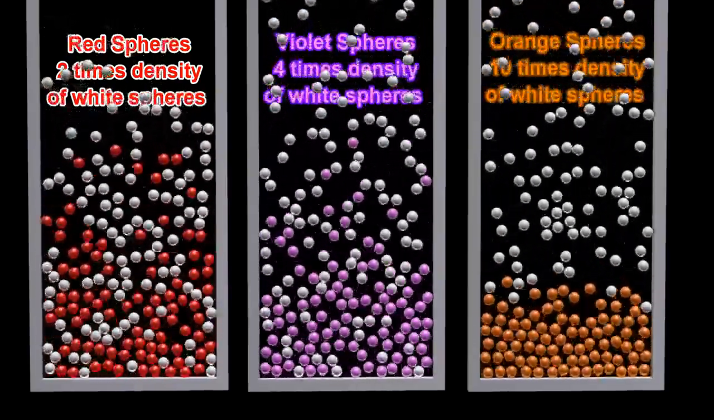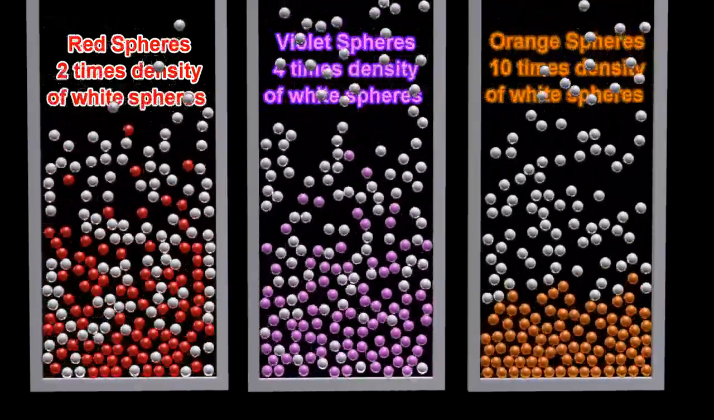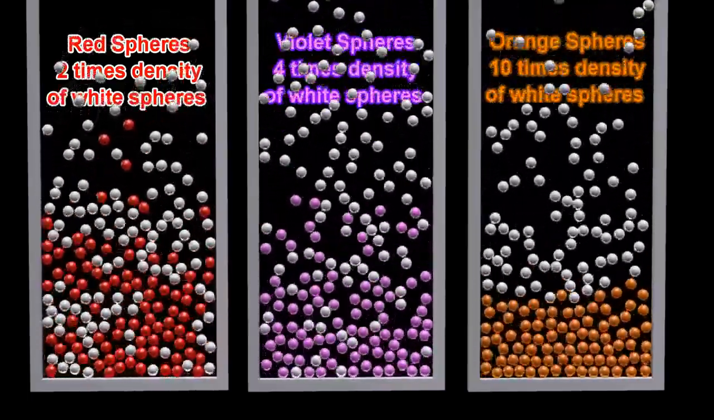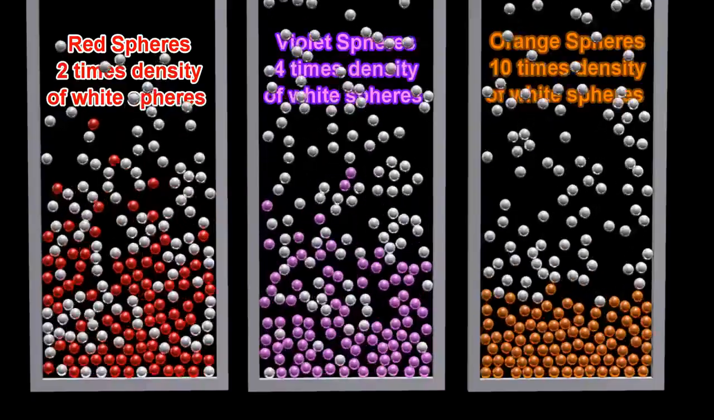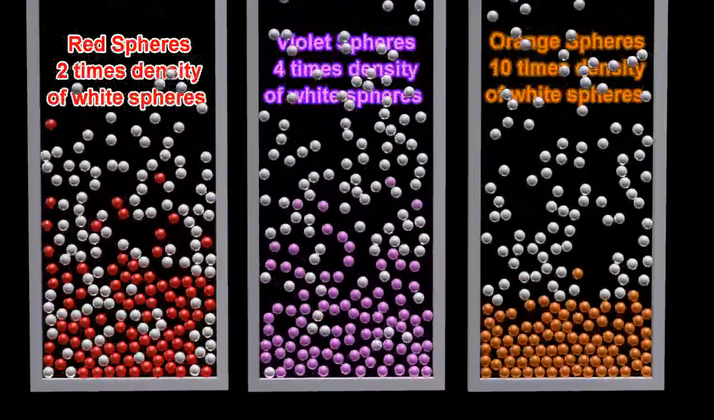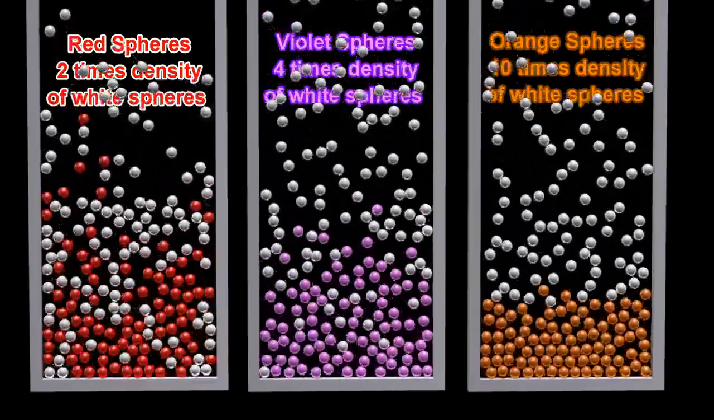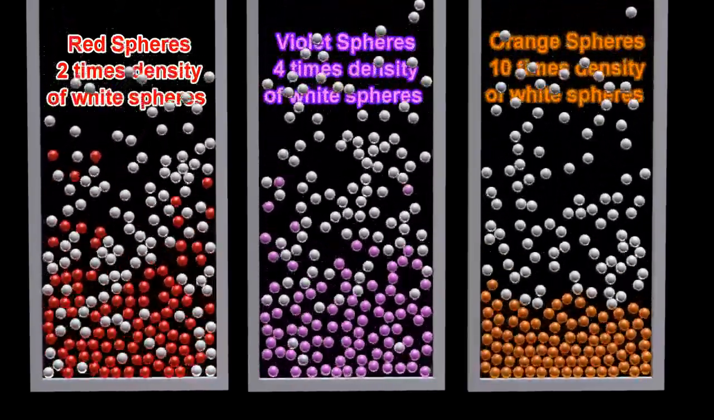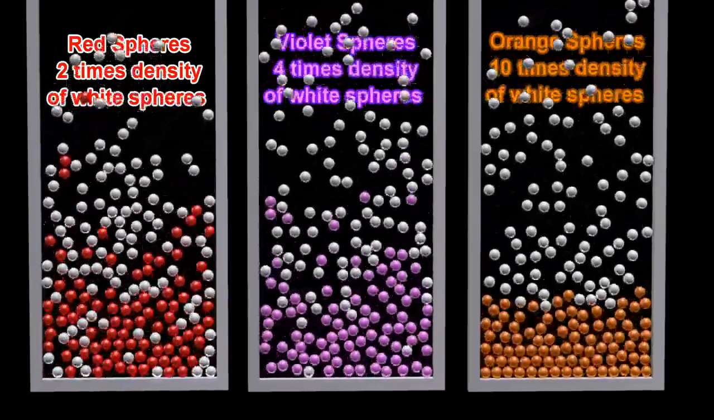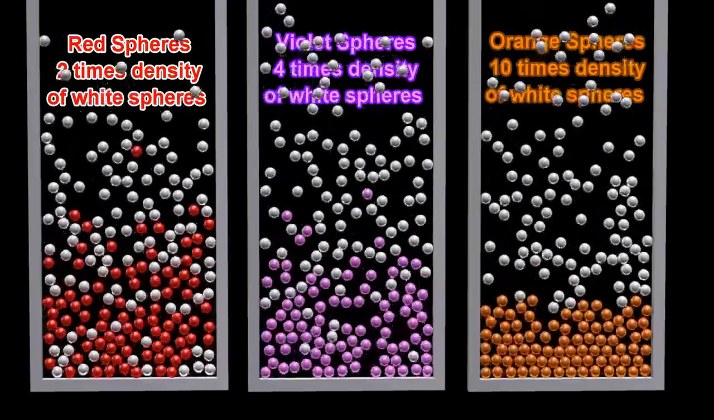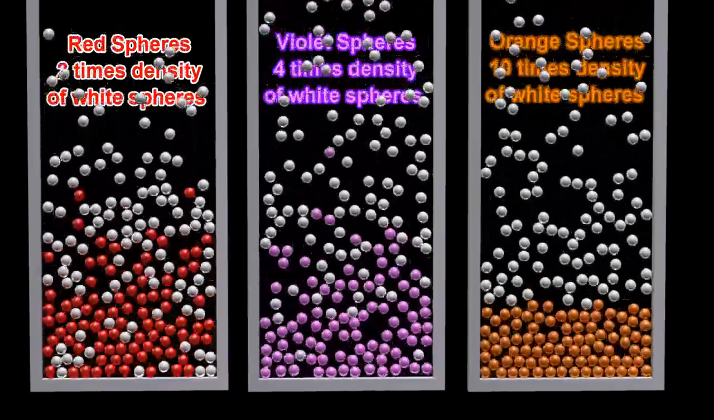The violet spheres in the middle are also trying to sink to the bottom, but it takes them longer to do so. The red spheres on the left are having the hardest time sinking to the bottom, as they have to wait for the white spheres trapped underneath to slowly bubble up to the top.